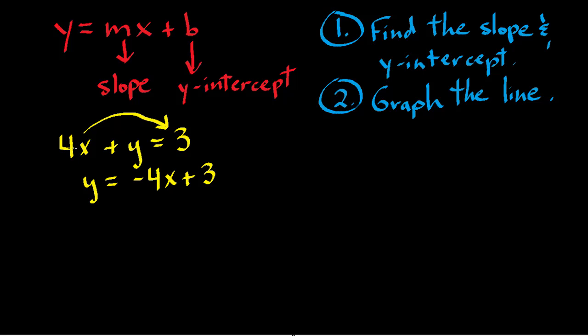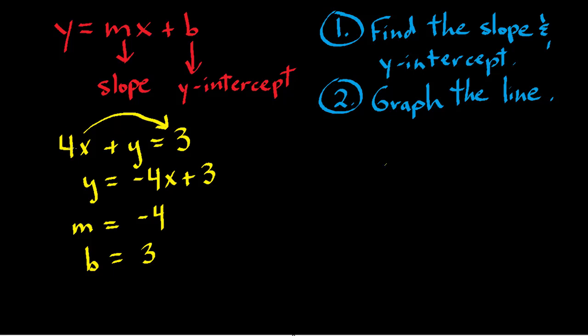So we can read the slope. Slope is usually identified by the letter m. And our slope is the number in front of x, so it is negative 4. Our y-intercept is the other number, and it's usually identified by the letter b. So for the answer, find the slope, we would say m equals negative 4. And for find the y-intercept, we would say b equals 3. Now let's graph this line.